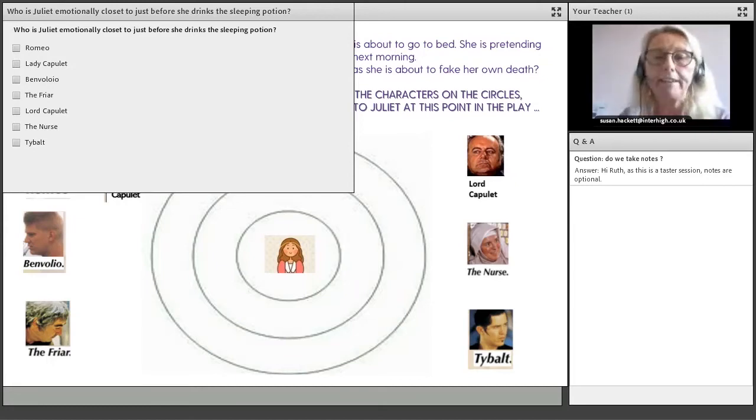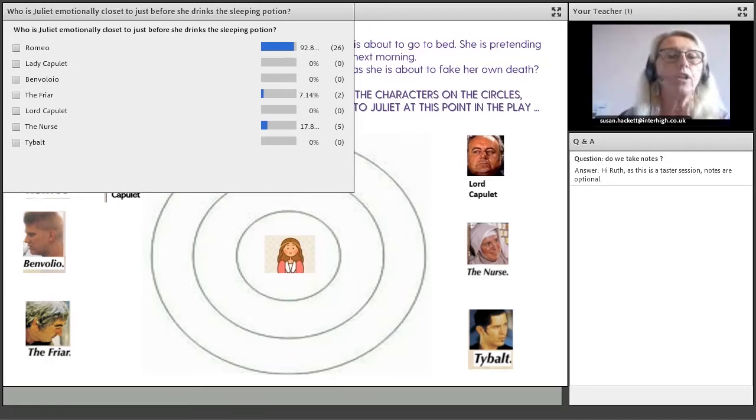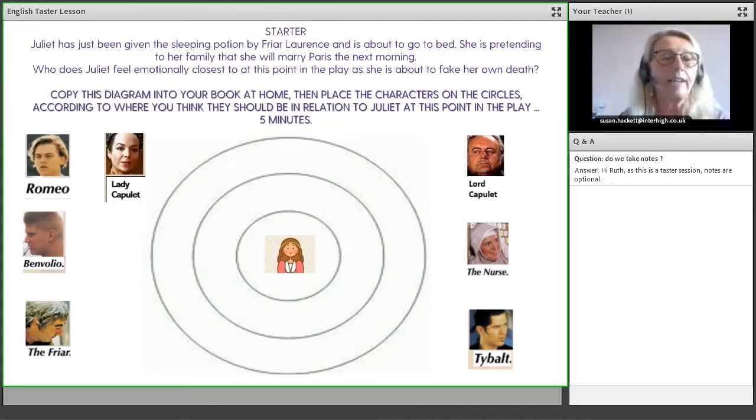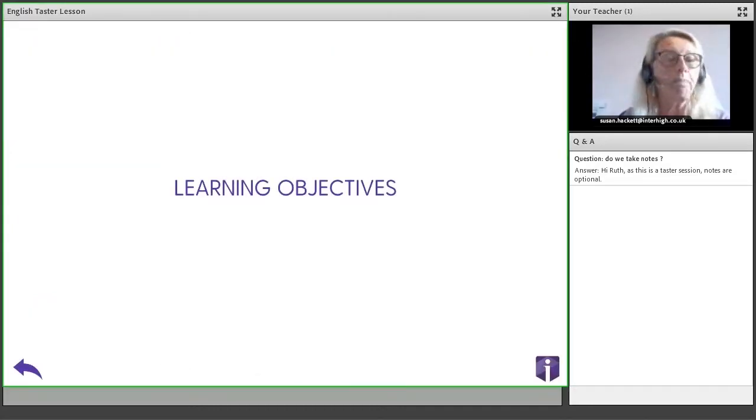That's the plan. Don't worry if you couldn't download all the documents. Just participate as much as you can would be fantastic. I'll give you another minute here. Let's have a look. What do you all think? She's very lonely and scared at this moment. She's all on her own. She's going to take the sleeping potion. Can you see that, everybody? Most of you, 90% said Romeo, and you're absolutely right. Well done, everybody. Moving on.